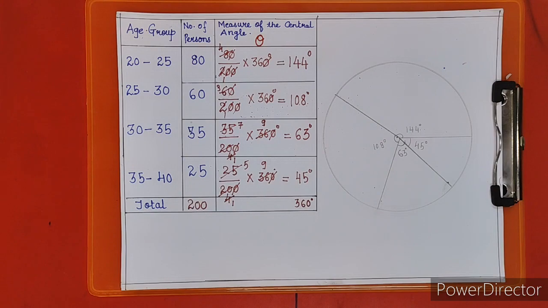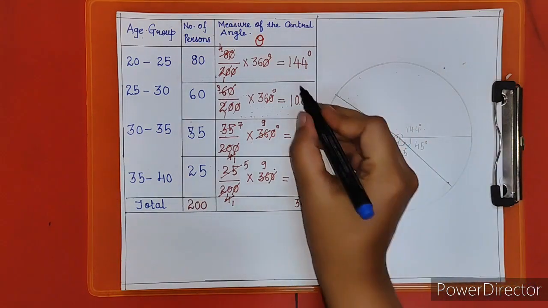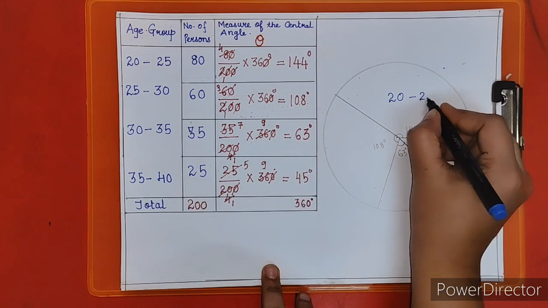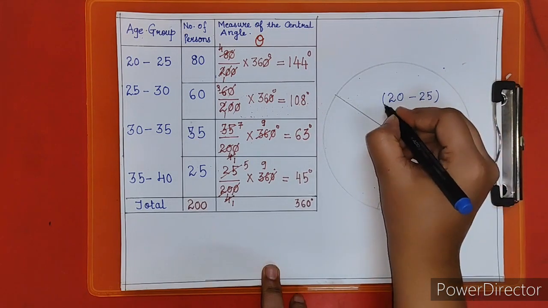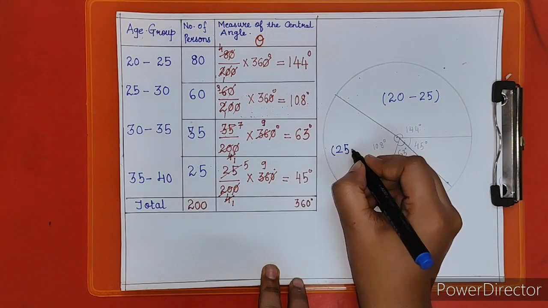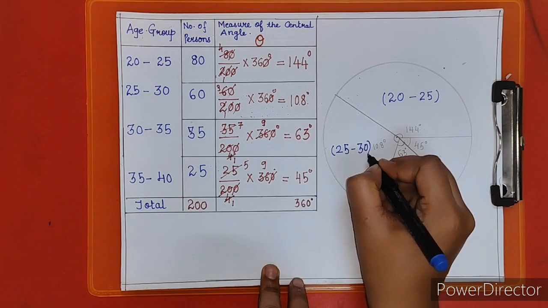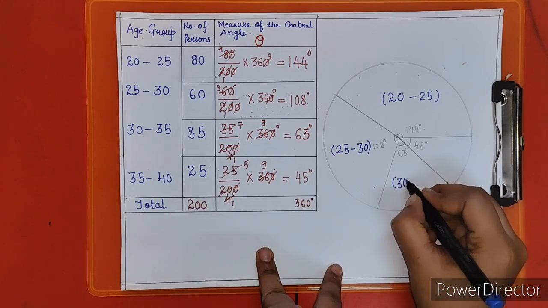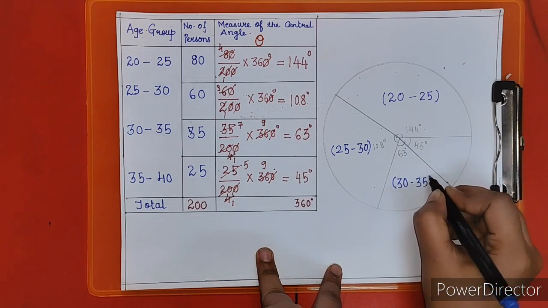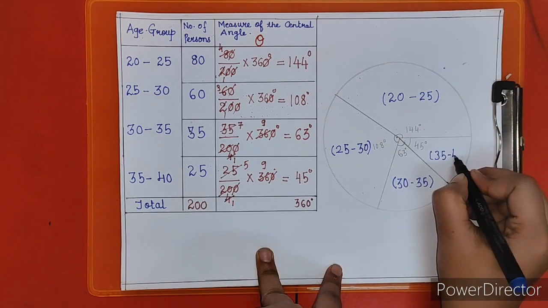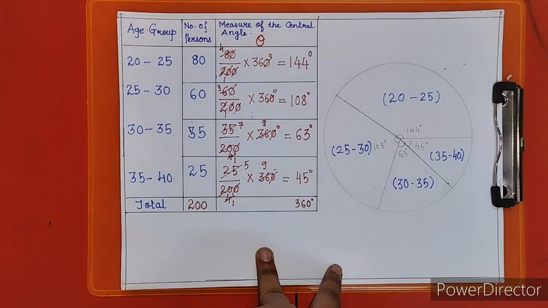You are going to represent each sector. 144 belongs to the age group of 20 to 25. 108 belongs to the age group of 25 to 30. 63 degree belongs to the age group of 30 to 35, and last 45 belongs to the 35 to 40 age group in years. So this is your pie diagram.